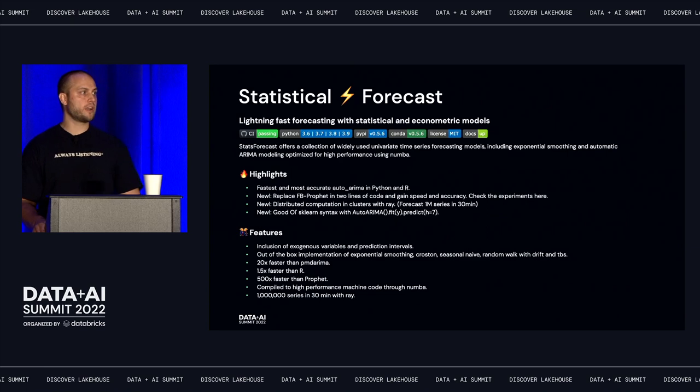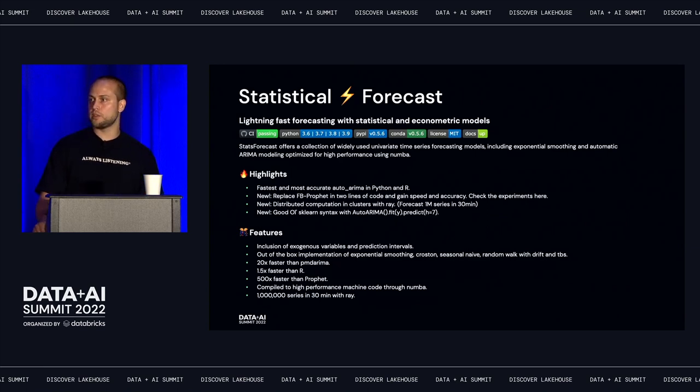This statistical forecasting library is trying to develop really fast implementations of classical econometric models like ARIMA, exponential smoothing, etc. And what we did is we took and translated some code from a very famous ARIMA implementation in R by one of the leaders of the field, Rob Hyndman, and we ported it to Python and we used Numba and we got incredible results. It's like 50 times faster than the other ARIMA implementations.